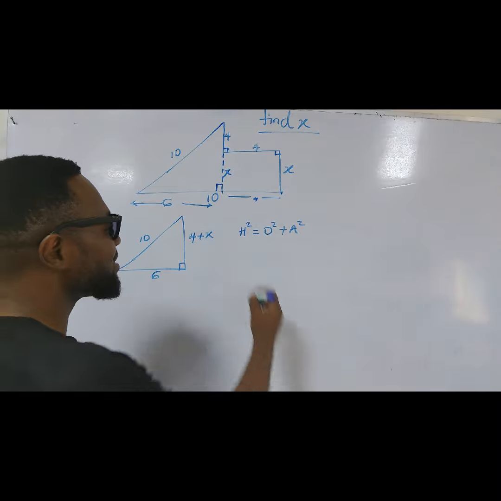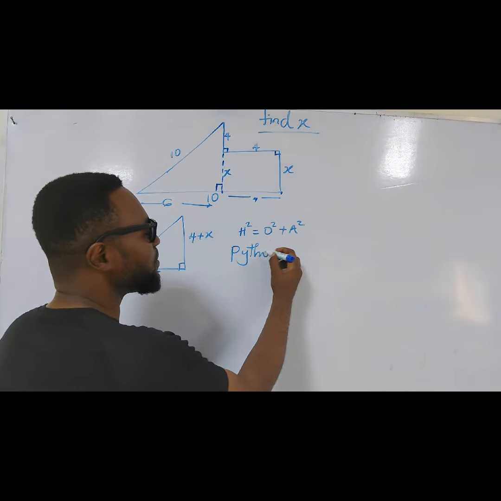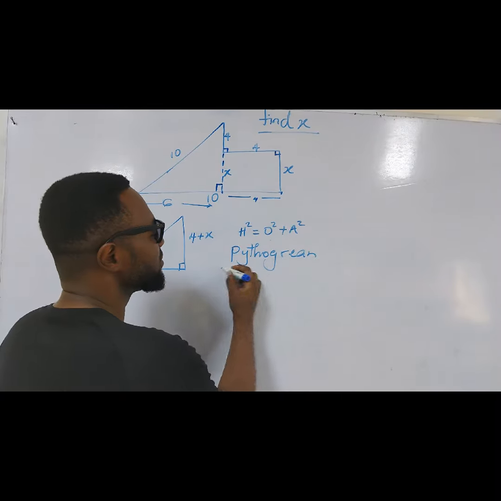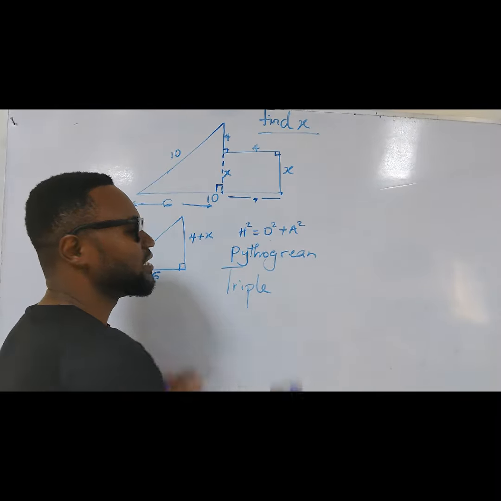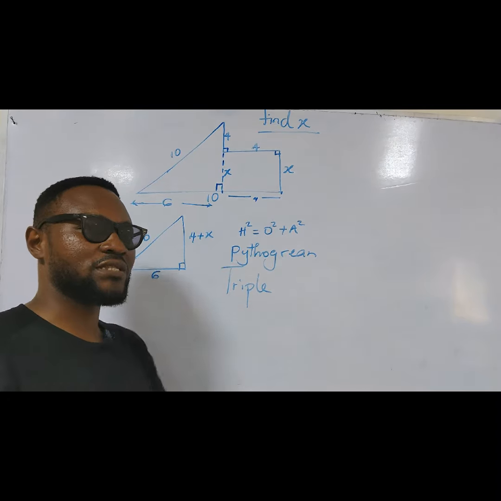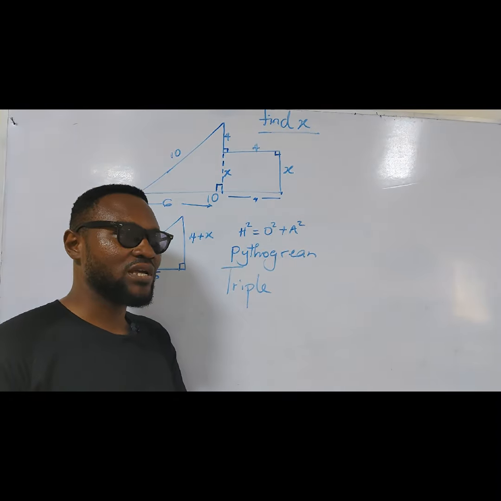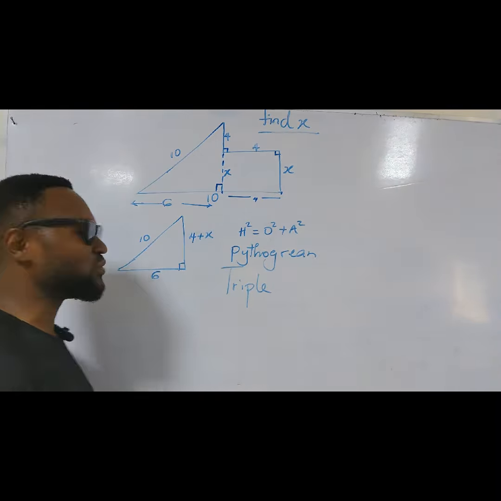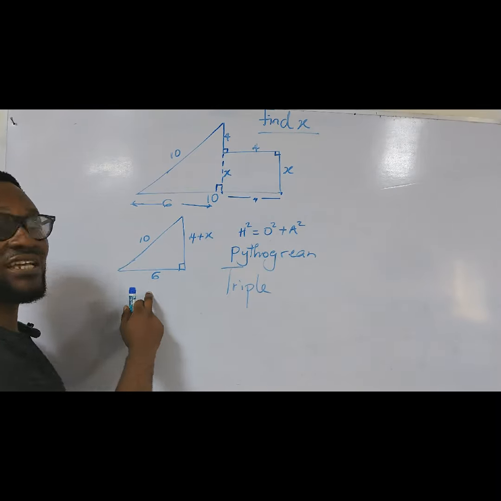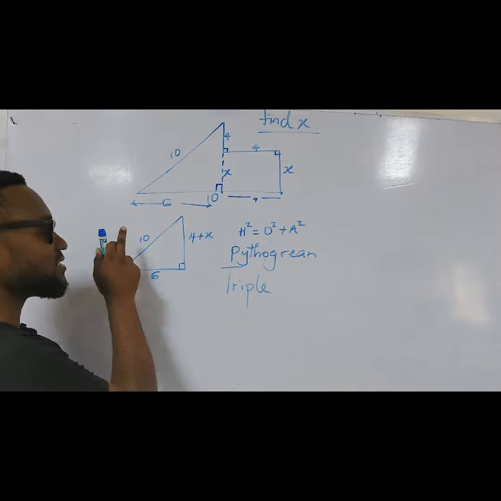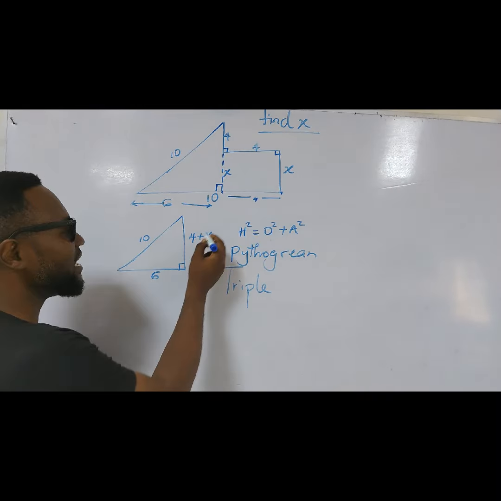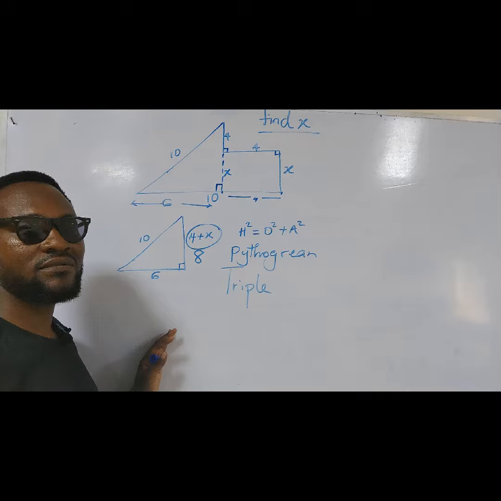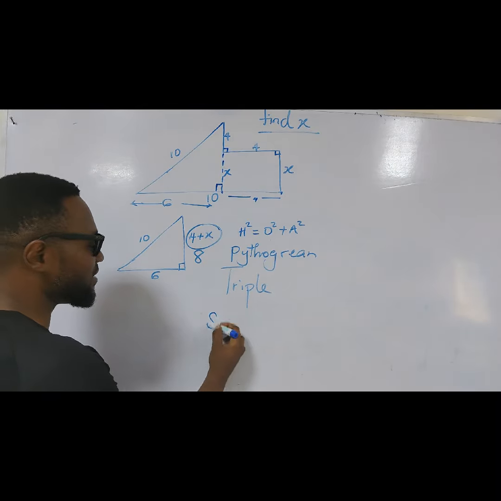But if you remember my past videos, I talked of Pythagorean triple. Pythagorean triple is such that the right angle triangle has all its sides as whole numbers. This is a Pythagorean triple because if this is 10, and here is 6, here must be what? 8 by default.